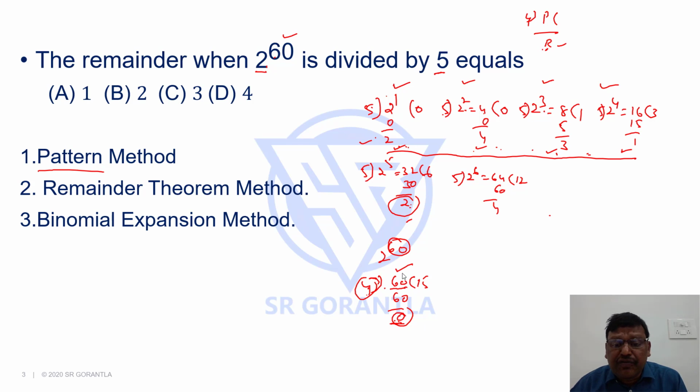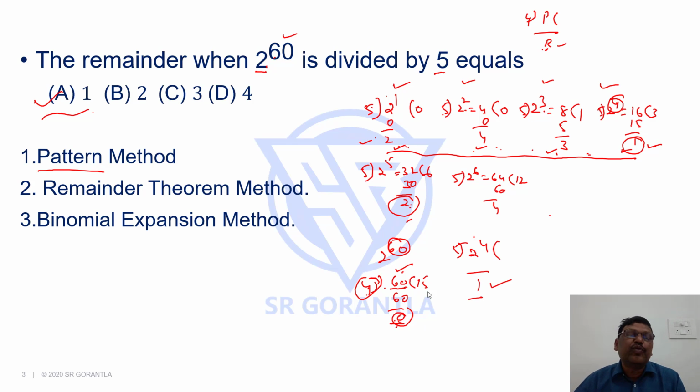Hence it's a multiple of 4. I should take the remainder that 2 power 4 gives you. What does 2 power 4 give you? 1. So that is my answer. So my answer is going to be choice A, 1. Since remainder is 0, I'll take 2 power 4 divided by 5, whatever is the remainder, that will be my answer. The answer is 1. This is pattern method.